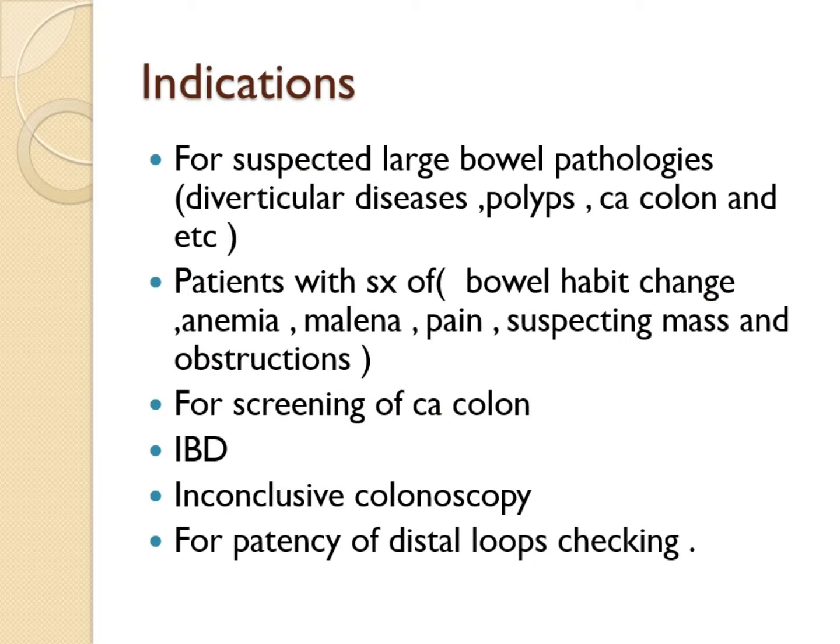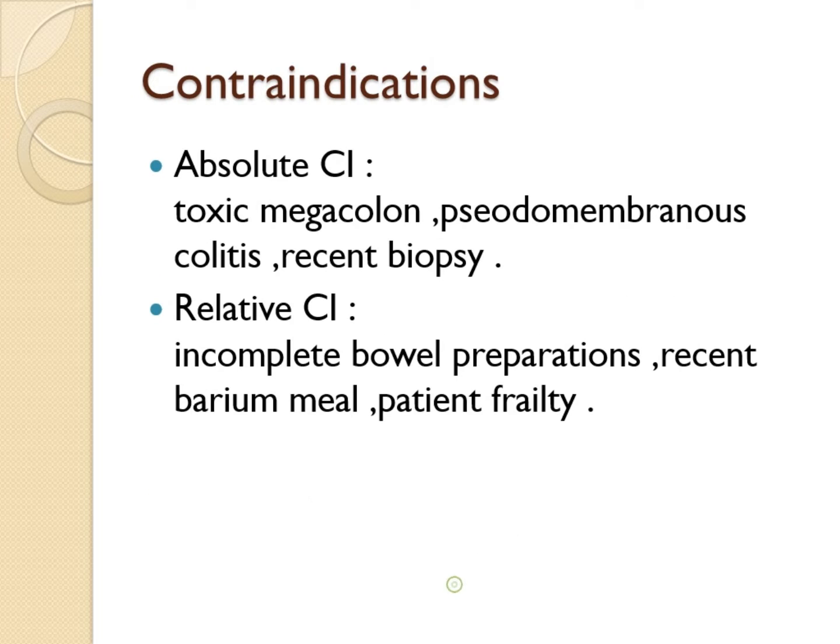Indications are for patients having symptoms of, for example, anemia, melena, abdominal pain, or signs of obstruction. It's also used for inflammatory bowel diseases: Crohn's, ulcerative colitis, ischemic colitis. It's used as a screening for CA colon, sometimes in inconclusive colonoscopy, and also for the patency and caliber of the colon.